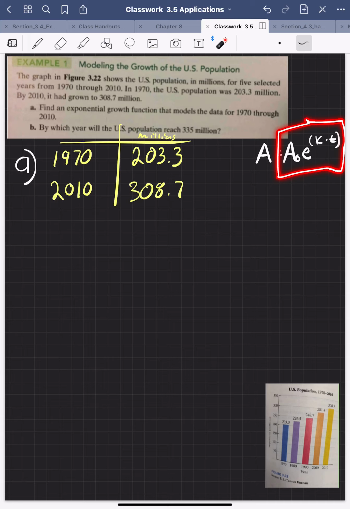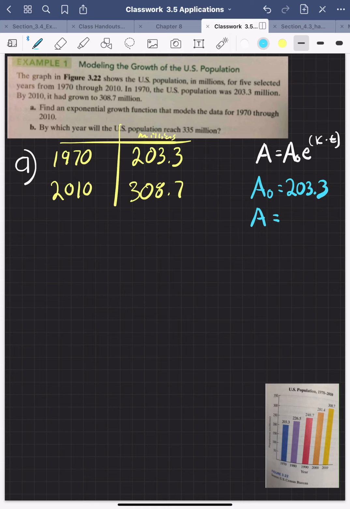Let's start with the amounts. So the starting population would be the population of 1970. But do you see how in this case we actually know the end population, well, for this model, which was 2010. So let me start to capture that. So in this problem, A sub 0 is 203.3. A, which is the amount over time, is 308.7.